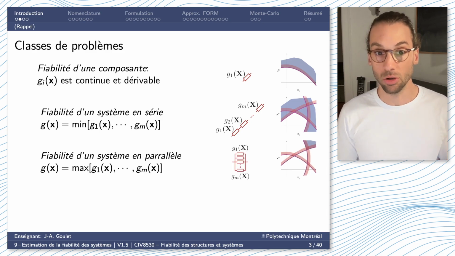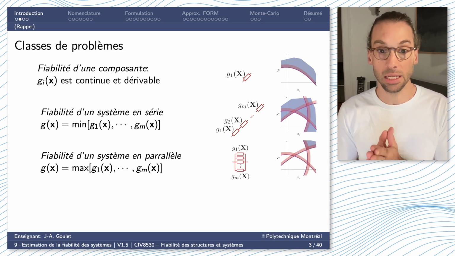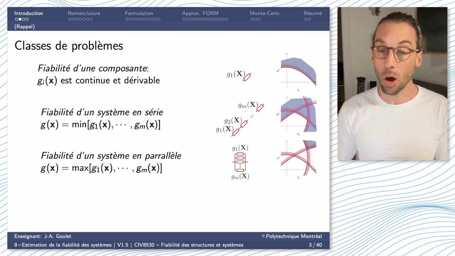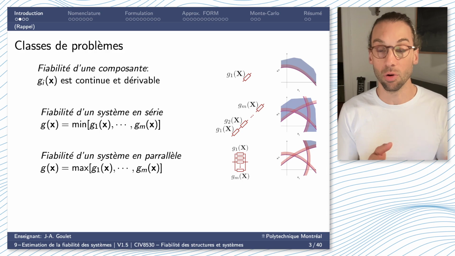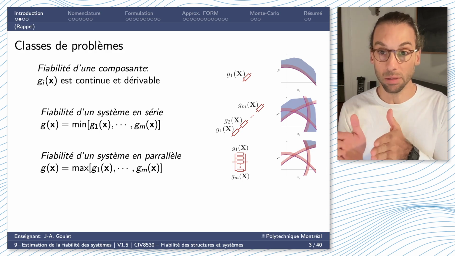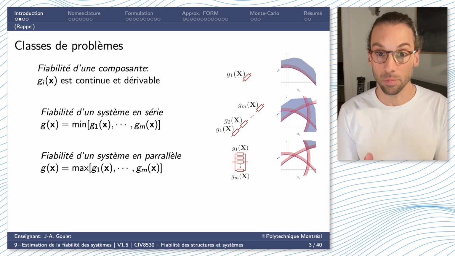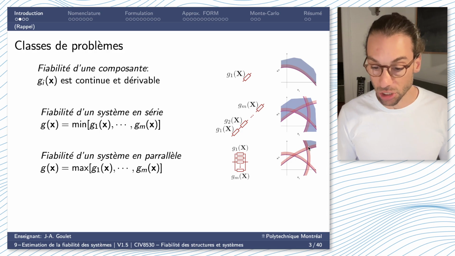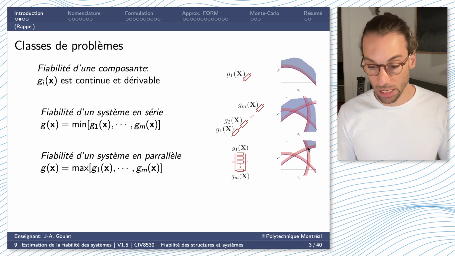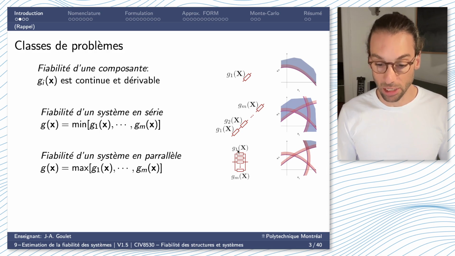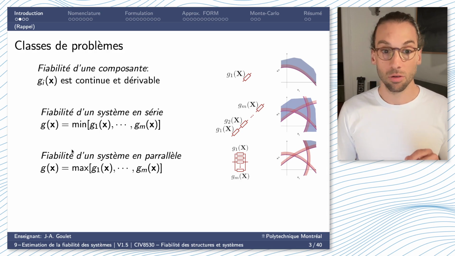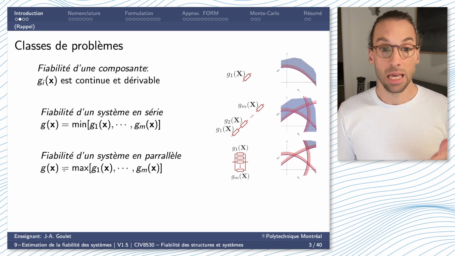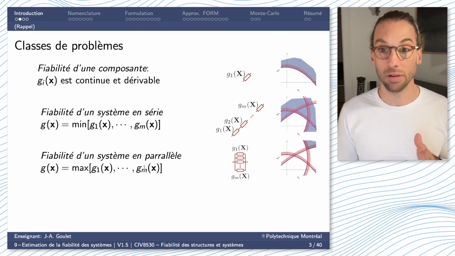On the opposite side of the spectrum, we could have a parallel system. In such a case, it's the opposite. All the components in my system must fail in order for the system to fail. We saw it before, the span of a bridge made of multiple beams. All beams must fail to lead to a failure. If we look at the intersection of all my limit state functions, that represents the blue domain here in the upper right corner, meaning that all my components must fail for my system to fail. In this case, my system level limit state function is the maximum of my component level limit state functions, so the max of G1 up to Gn.